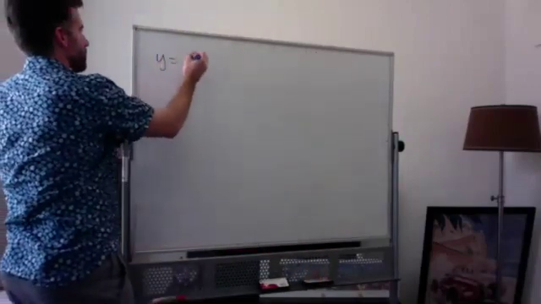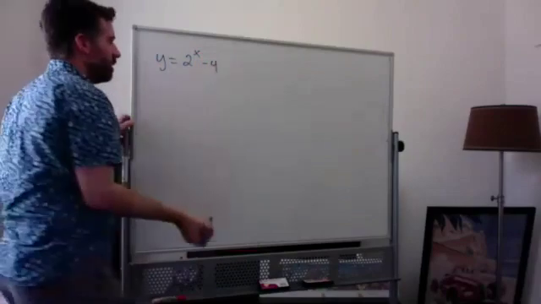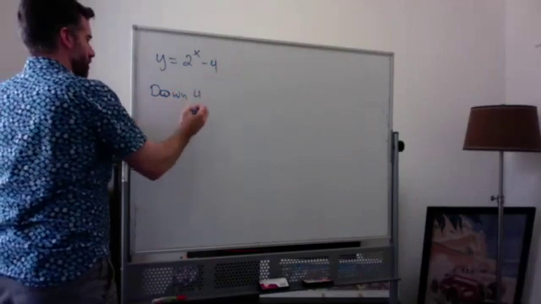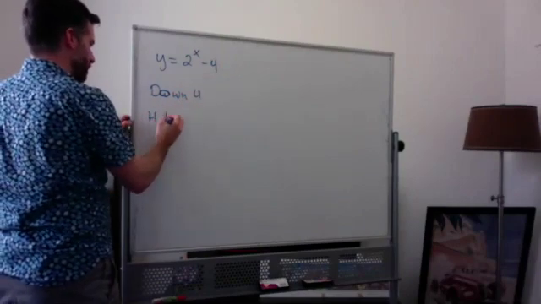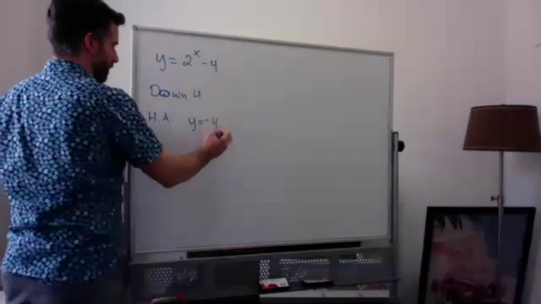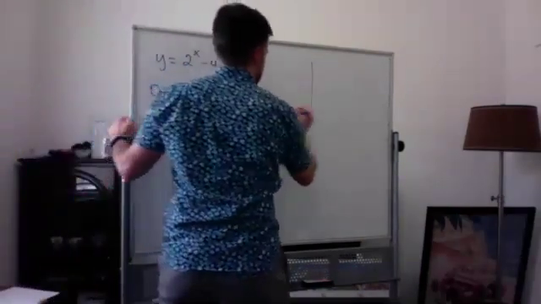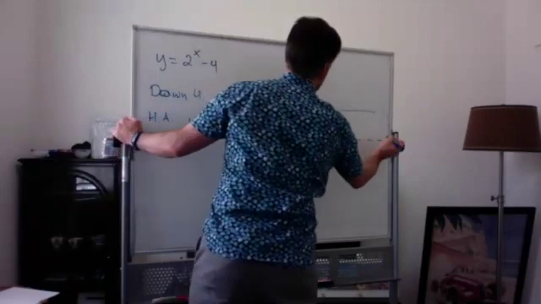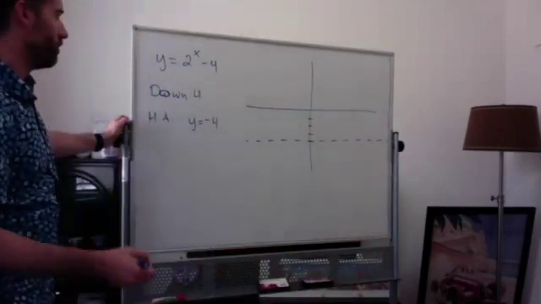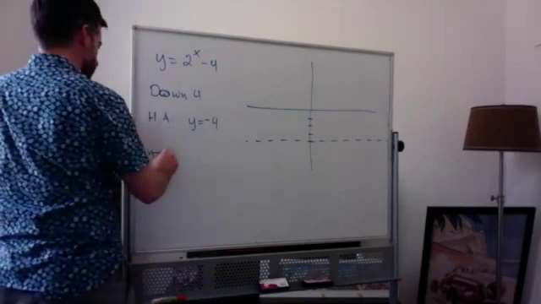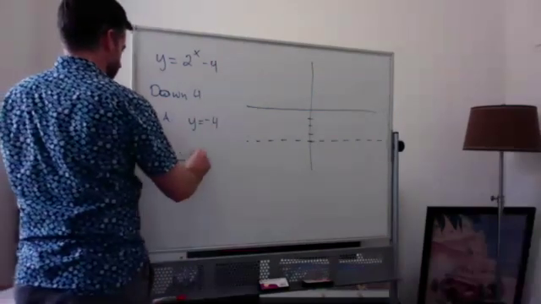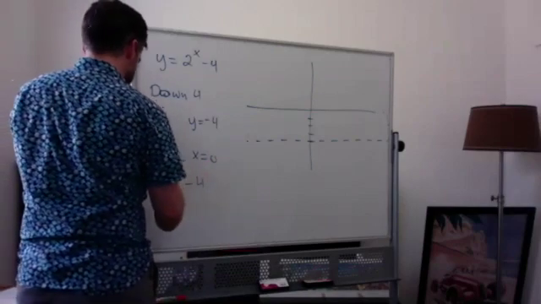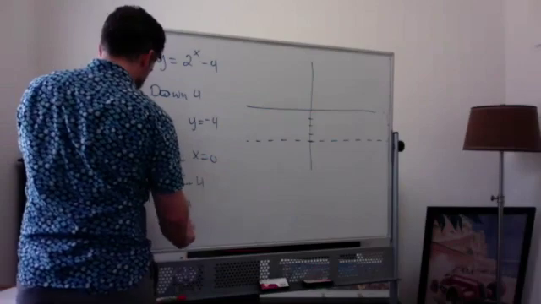So y equals 2 to the x minus 4. We're shifting down 4. So the new horizontal asymptote is going to be y equals negative 4. The y-intercept, again, we set x equal to 0. Y is going to be 2 to the 0 minus 4, which is 1 minus 4, is negative 3.